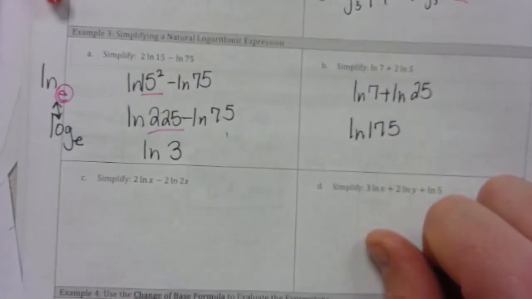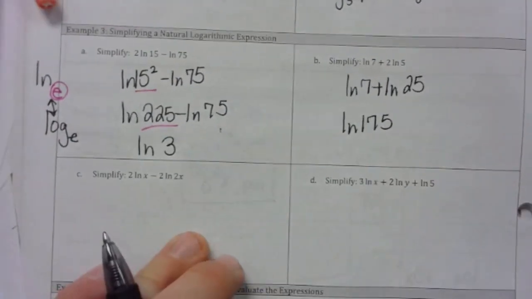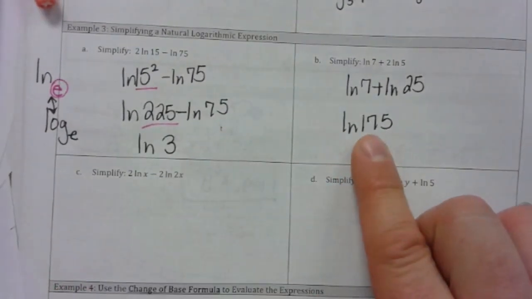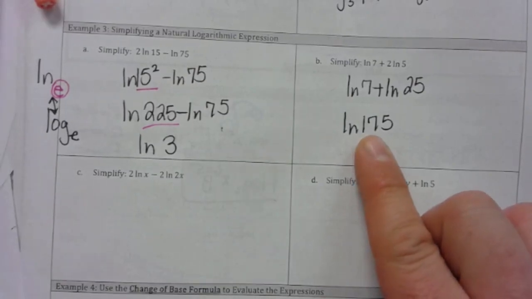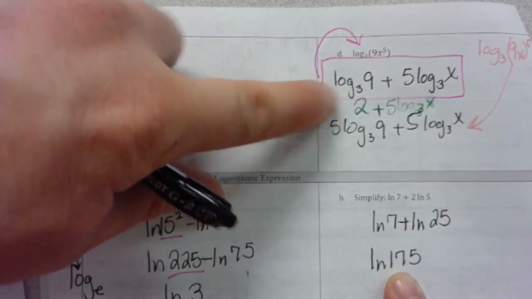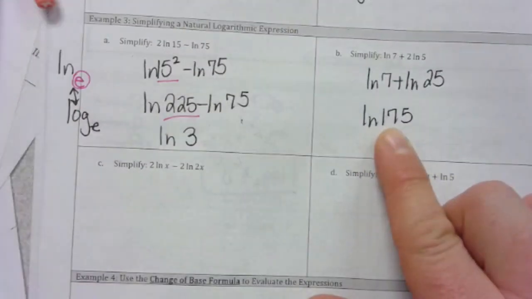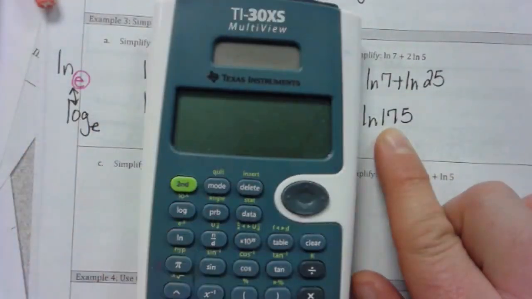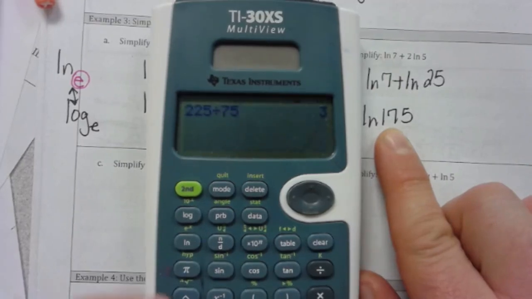Students, there's nothing to simplify here with the natural log. The natural logs are really nice because there's no simplification like this right here. If I just put natural log of 175 into the calculator, it just is going to give me a random decimal there. Okay?